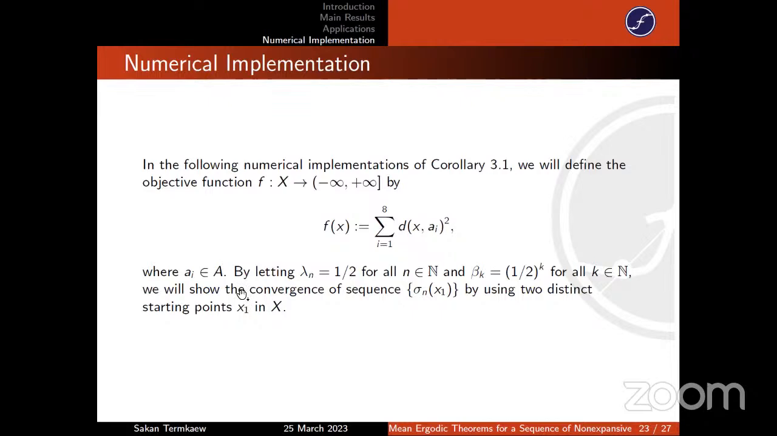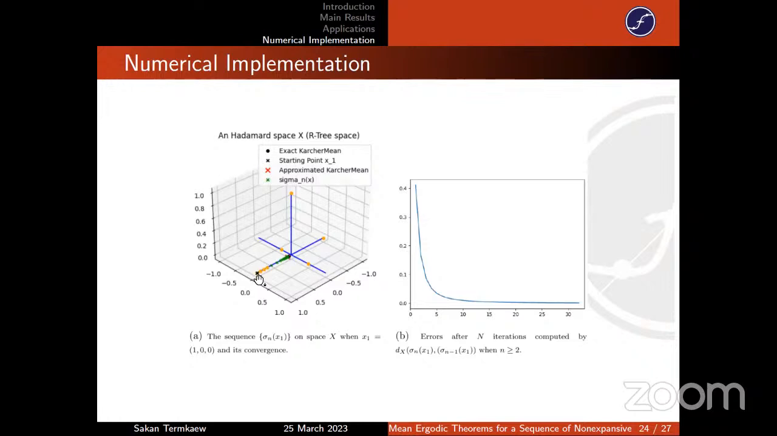And in the next picture, we will show the convergent sequence sigma n x_1 by using two distinct starting points x_1 in X. In the first example, we let the starting point be here, and the exact Cauchy mean will be here. So the sigma n sequence defined in the algorithm of quality T.1 is represented by the green marks. You will see that this algorithm converges to the exact Cauchy mean like this, with the Euler function in the left hand side picture.